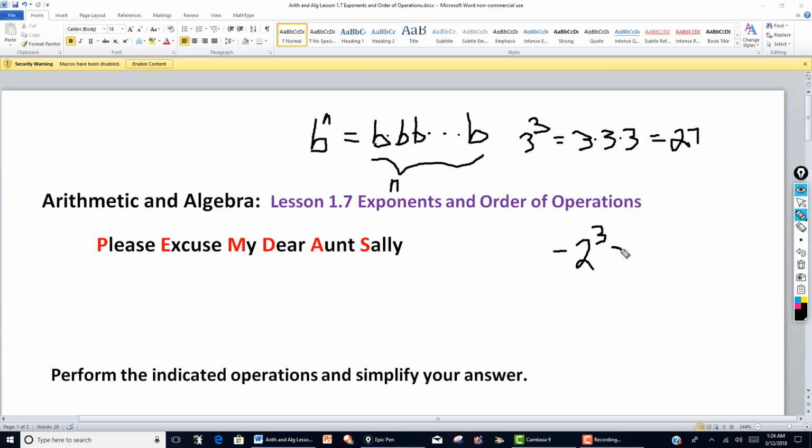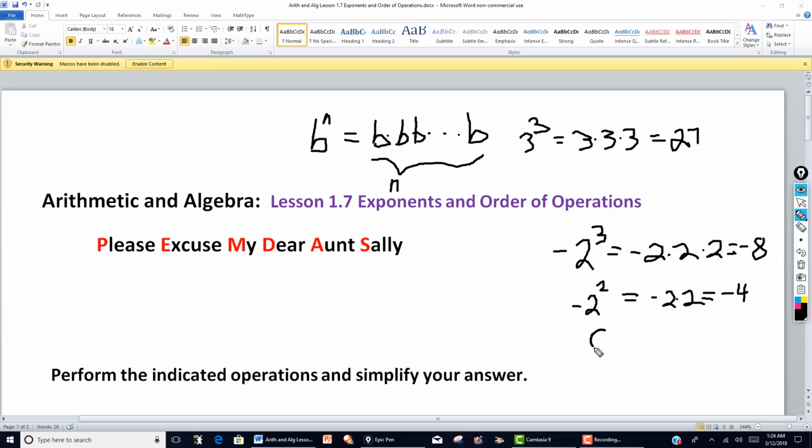Now here you have to be careful, because if I don't have parentheses here on the negative 2, then it's understood that the base is 2, so that means 1 negative and 3 factors of 2. So 2 times 2 times 2 is 8, and a negative makes it a negative 8. Now if I have, say, a negative 2 squared, it means 2 factors of 2. So it's negative, and then it's 2 times 2. That's 4, and then a negative makes it a negative 4.